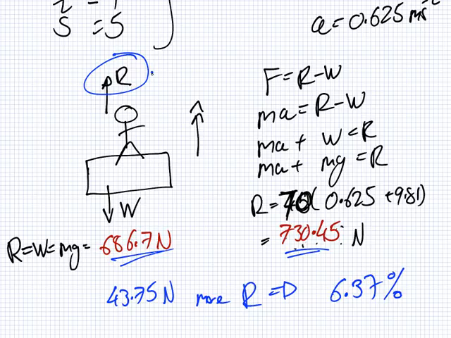So what will the weighing scales do? It will think he has a mass 6% more than he does, because the reaction is 6% more. So instead of being 70, the weighing scale thinks he is 74.